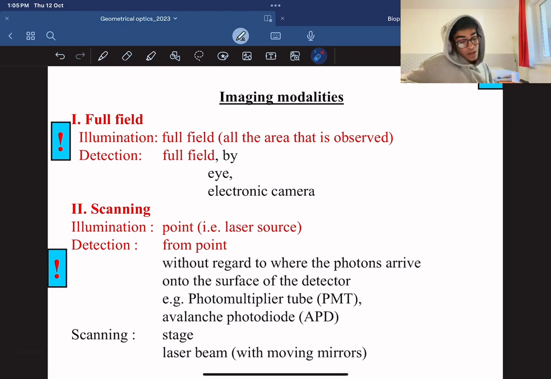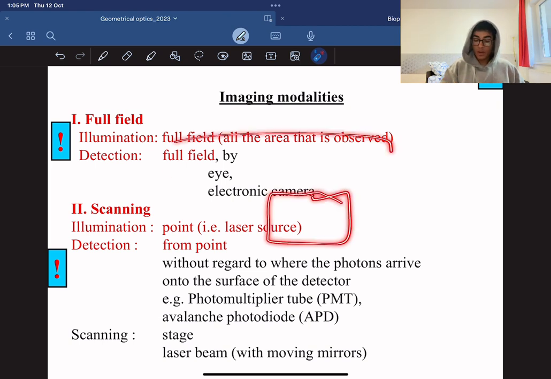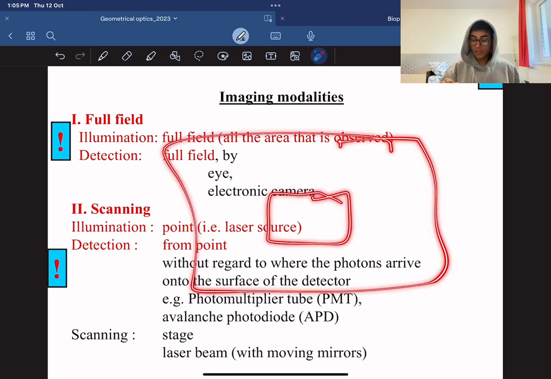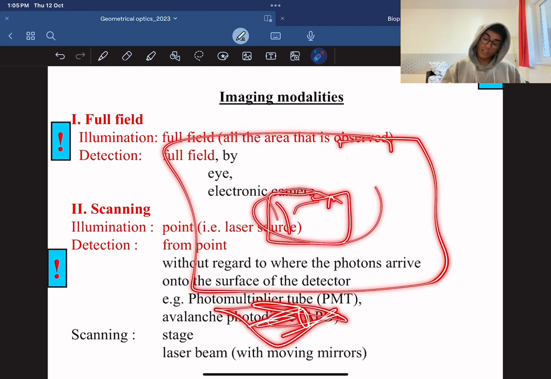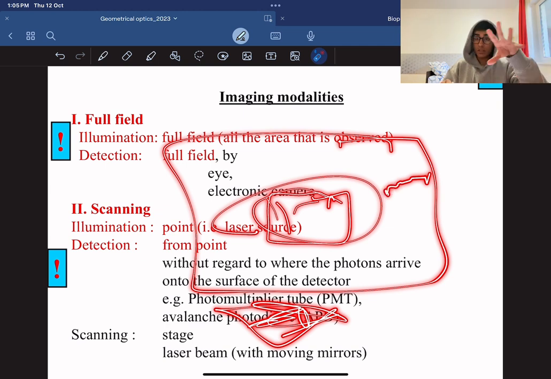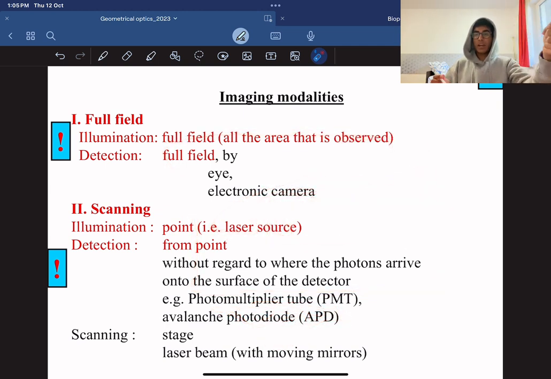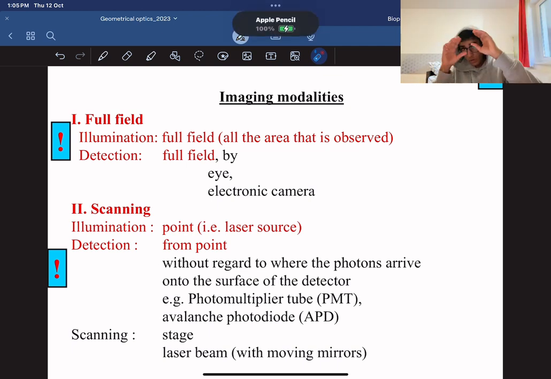Imaging modalities. So there are two types of imaging modalities. Full field and scanning, very important. Full field is basically you take an object, a sample, you place it on a surface, you put light underneath it, okay, and boom, the whole thing is illuminated. When you look through the microscope, you can see the whole thing at once. It's the microscope that you see in school, that you see in our labs.